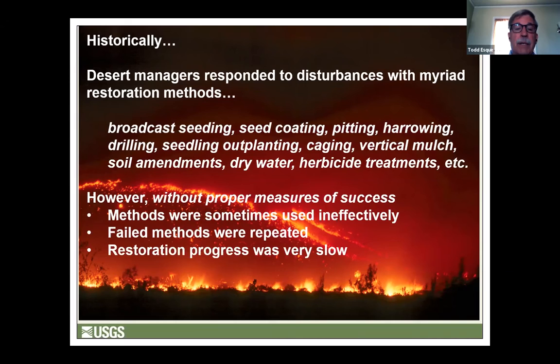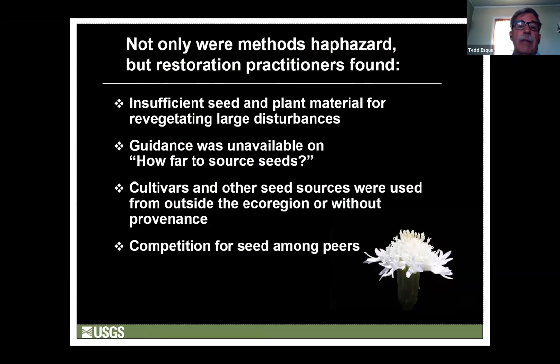Not only that, but the practitioners found that there were insufficient seed and plant materials, appropriate ones, for revegetating large disturbances. Again, talking about millions of acres at a time. Guidance was unavailable on how far to source the seeds from, and cultivars and other seed sources were used from outside the ecoregion or without provenance at all.